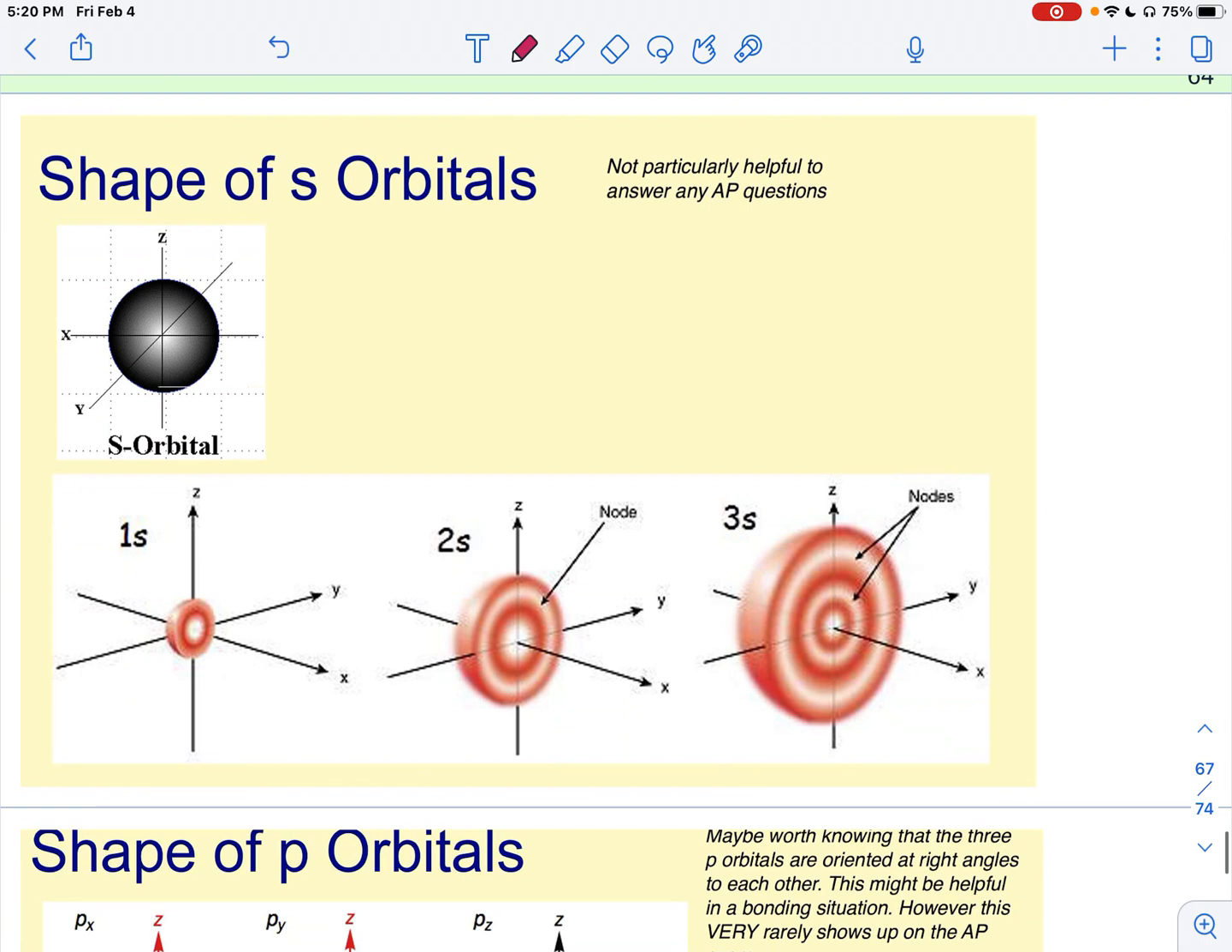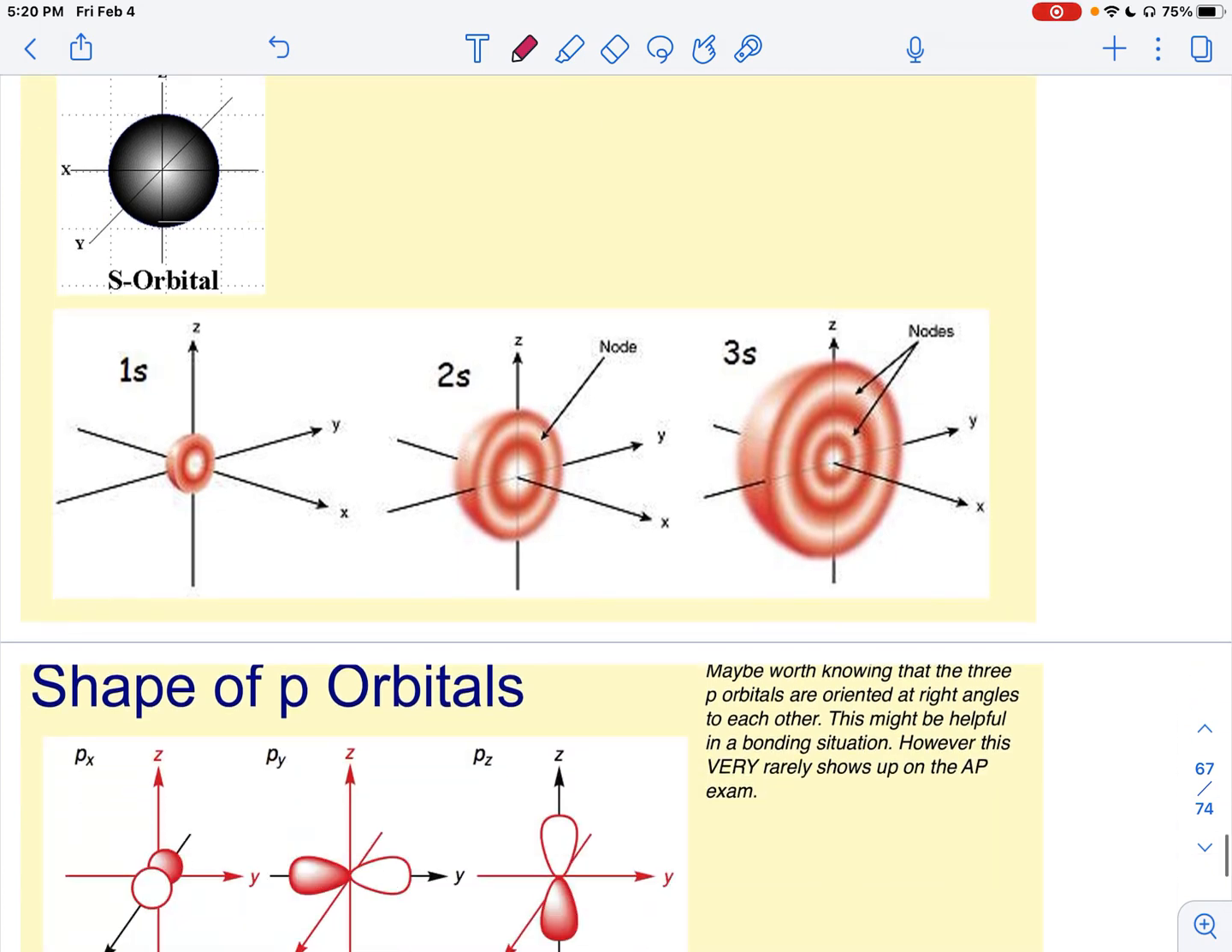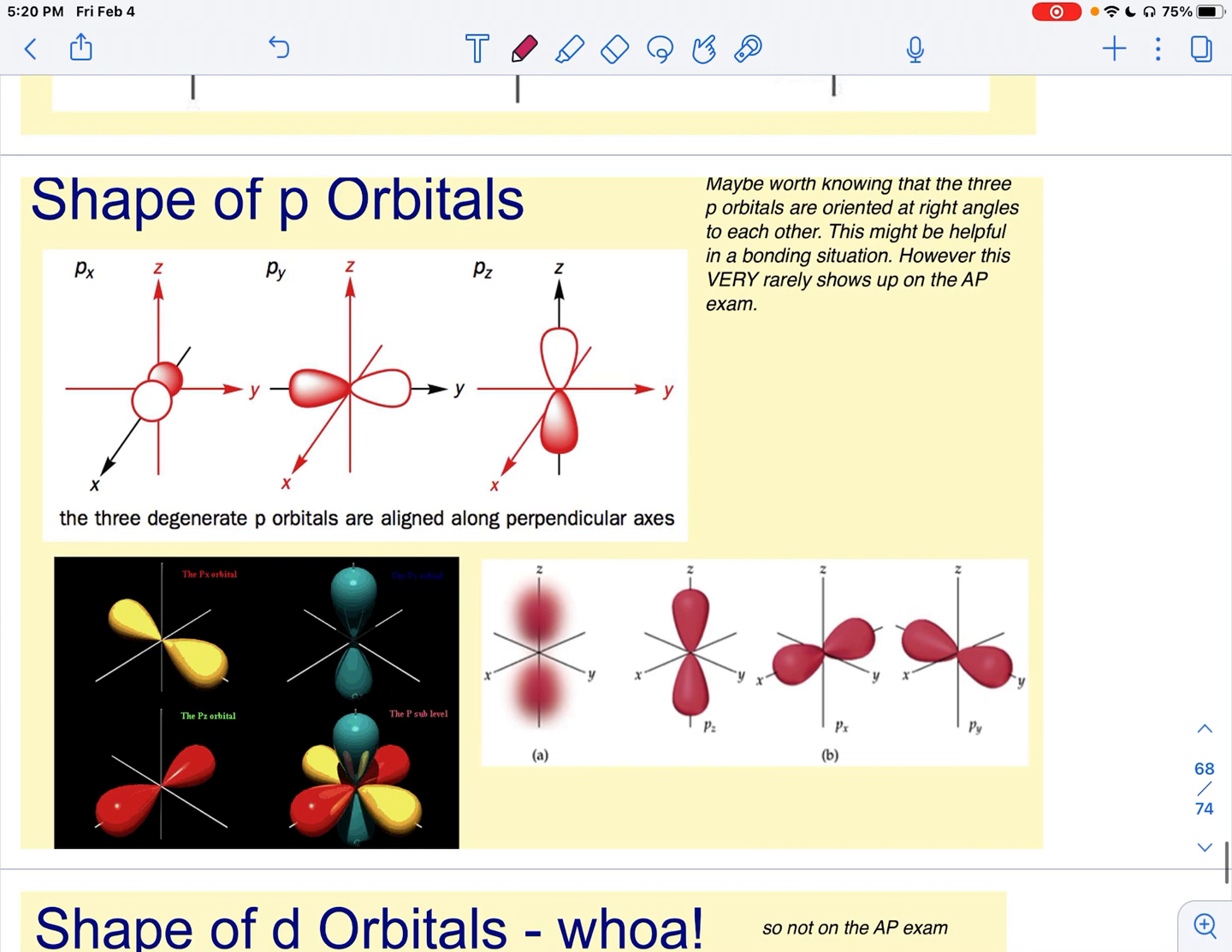The next few slides are not that important. I just want you to kind of be aware of them, just in case they're helpful to you. I think the most helpful one is probably the p orbital. We'll explain why in just a minute. But these are the shapes of what the orbitals look like. So an s orbital is just a circle. The p orbitals have these little dumbbell looking things, and they have one on each axis. So the x, the y, and the z.